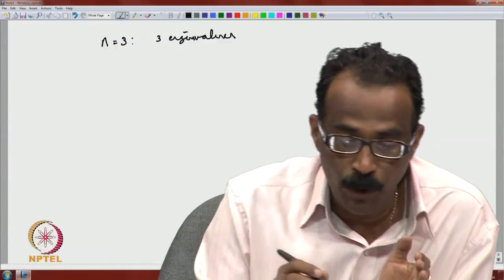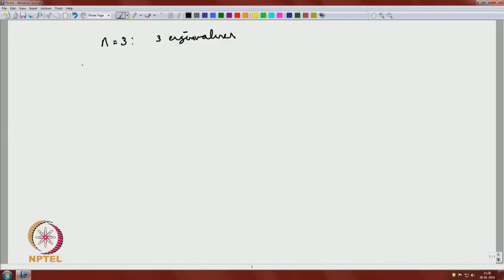three eigenvalues. In this case, the only possibility is that all three are real, or one is real and the other two are complex conjugates. These are the only possibilities. So a typical block matrix will be equivalent to something like this. You can have the form lambda 1, lambda 2, lambda 3. So you may get a block of this form.